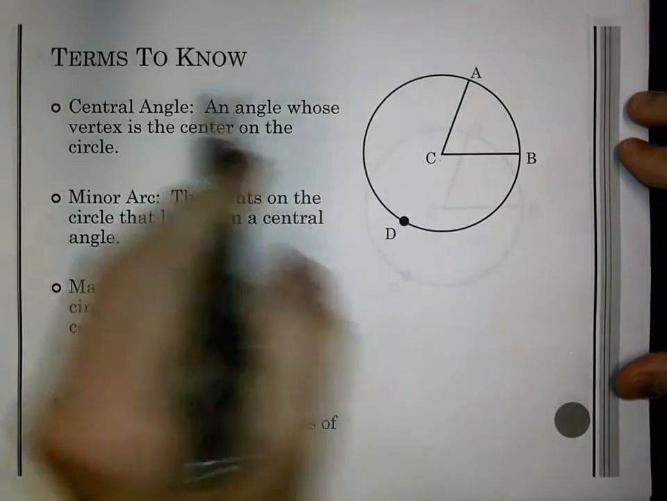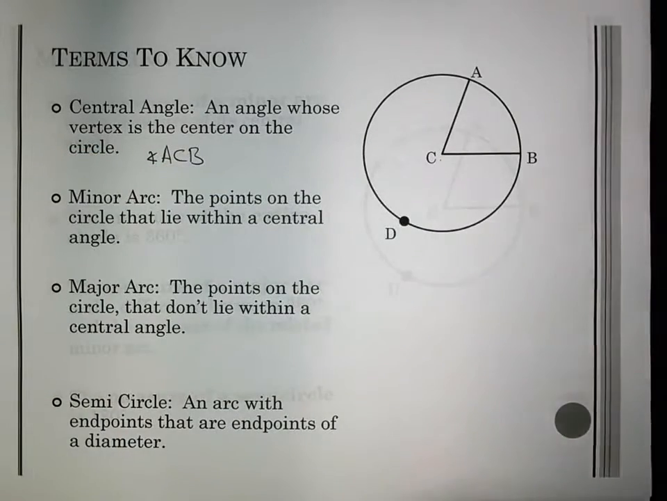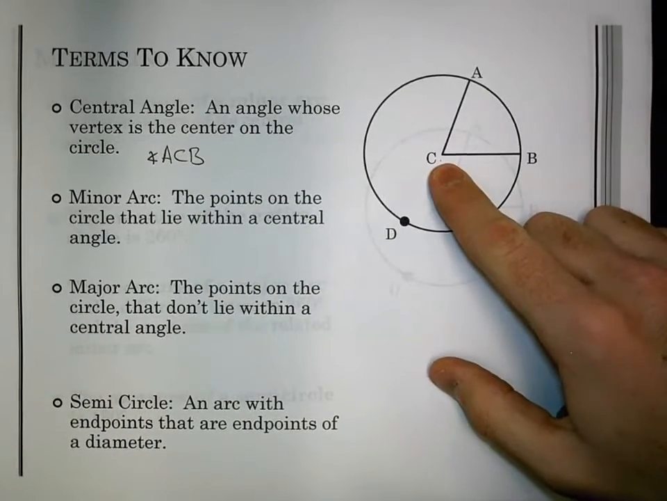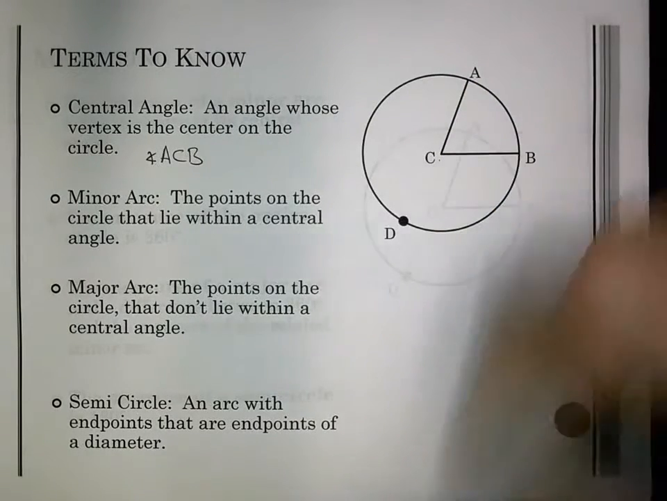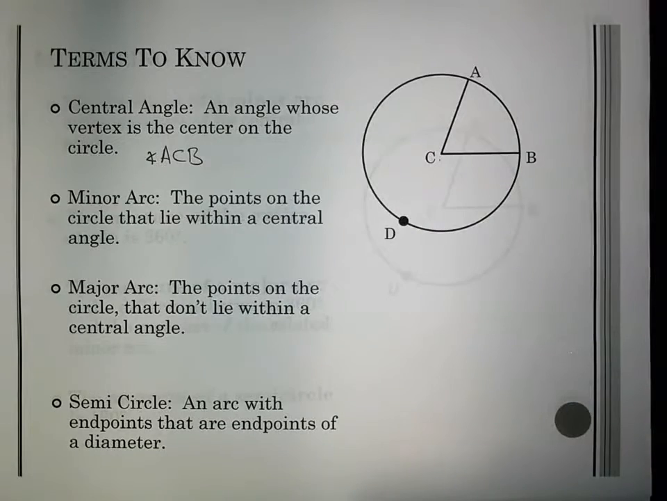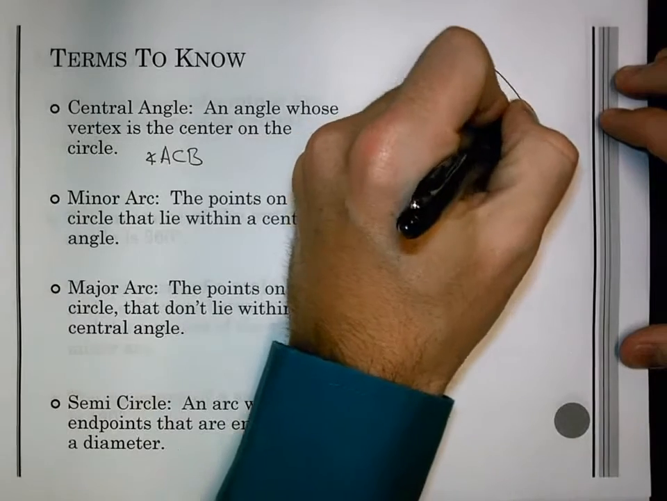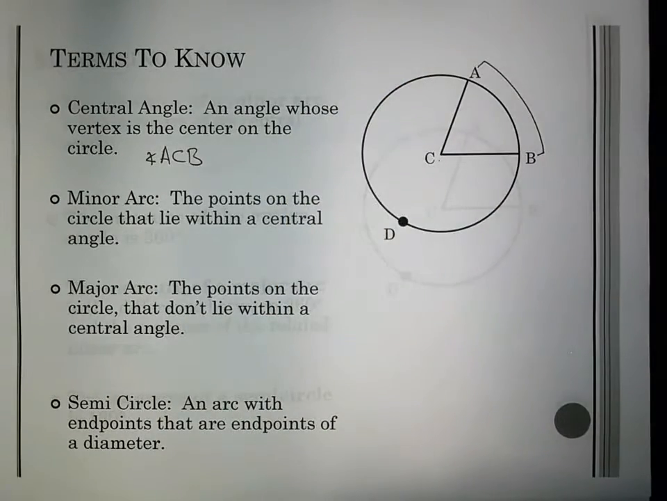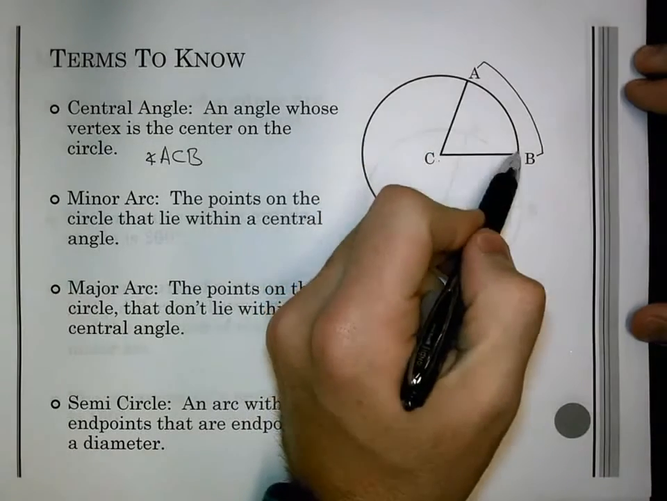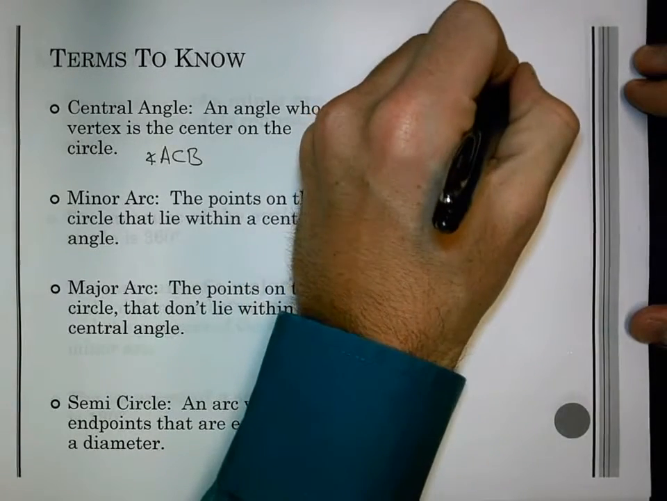So, I have an angle here, angle ACB. And it has its vertex at the center, center C, and I could call that circle C. And then its two legs go out and meet on the circle at A and B. Now, I have a minor arc there with ACB, and a minor arc is the points on the circle that lie within the central angle. So our angle hits the circle at points A and B. The minor arc is all the points between A and B.